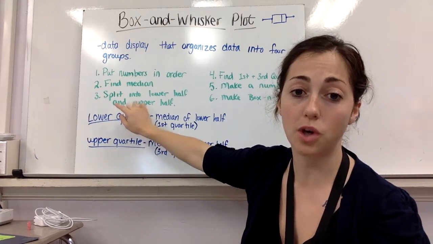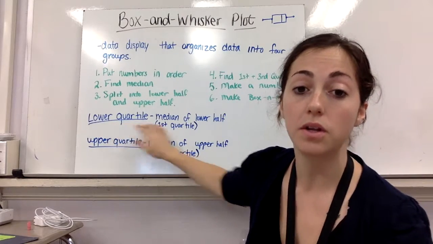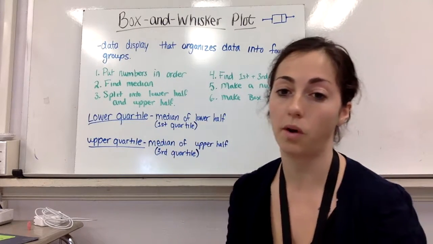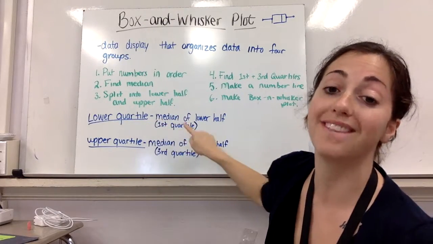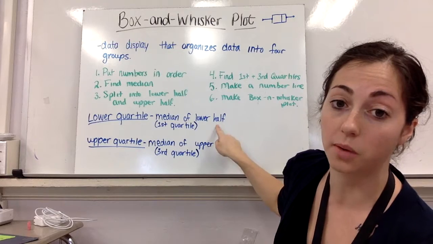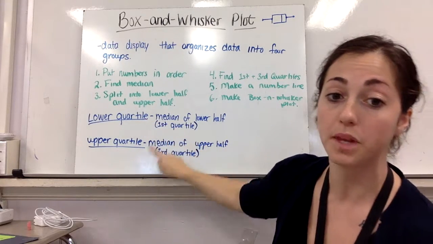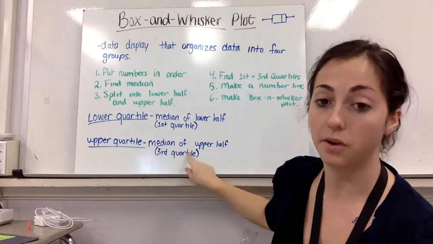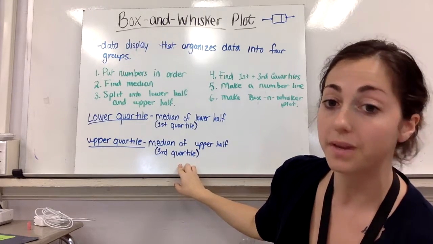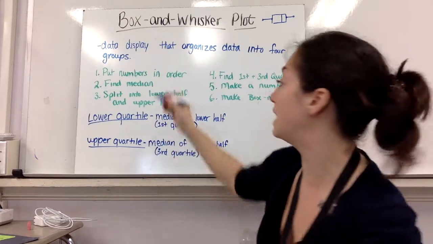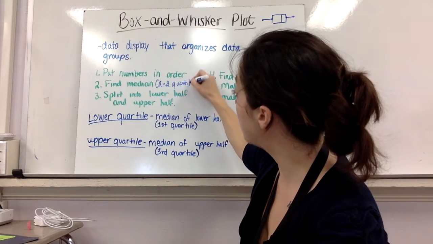So we're talking about the lower half and the upper half. We have a lower quartile, which is the median of the lower half. So once you split it into 2 parts, lower half, upper half, you're going to then take the median of the lower half to find your lower quartile. Another name is the first quartile. And then you find the median of your upper half. That gives you your upper quartile, and that's the third quartile. Another name for median is the second quartile.